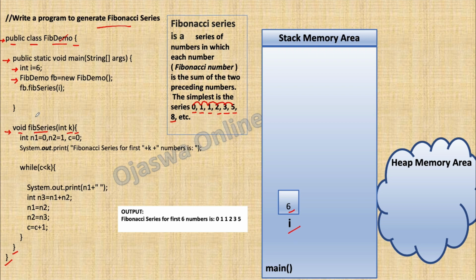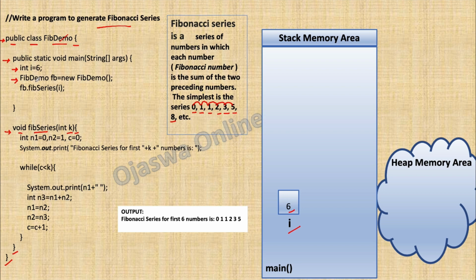So what is static method? We have separate video on that. For time being, you need to understand the fibseries method we have defined is a non-static method. It is not preceded with static keyword. Hence, you need to create an object and give a call to the method using object.